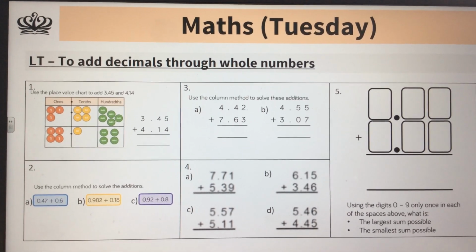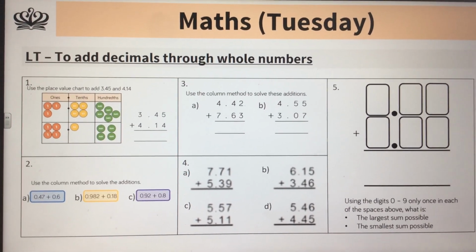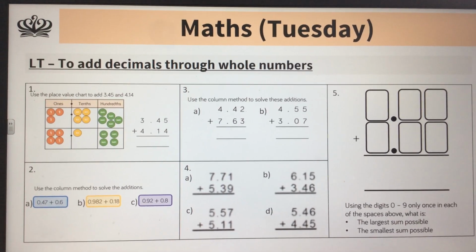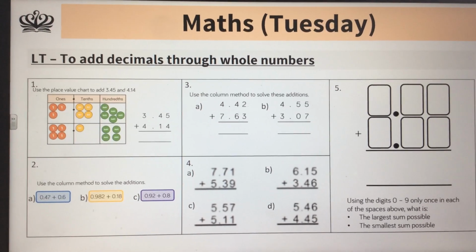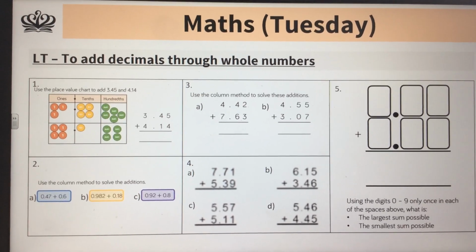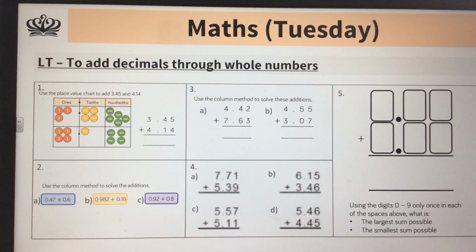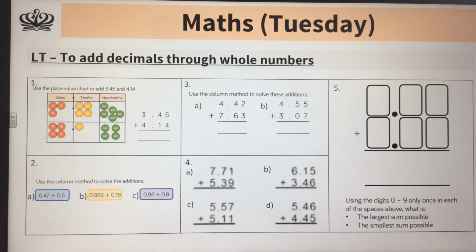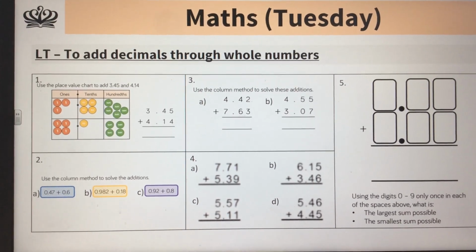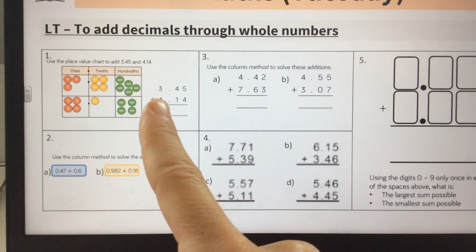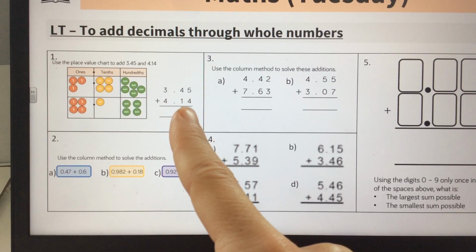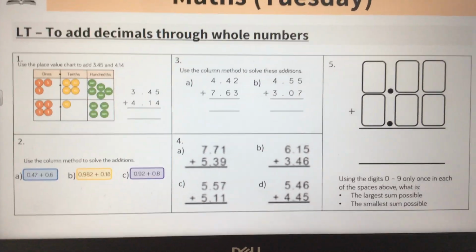So the learning target for today is to add decimals through whole numbers. This basically means that instead of what we were doing on Sunday, where we were adding decimals but keeping to less than 1, today we're going to extend that and go beyond 1. So we're going to be using whole numbers, just like here. We haven't just got decimals, we've got whole numbers in there as well.